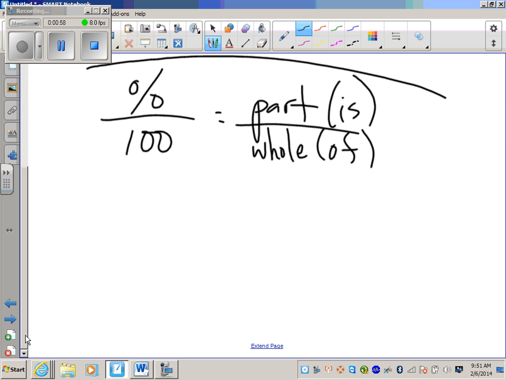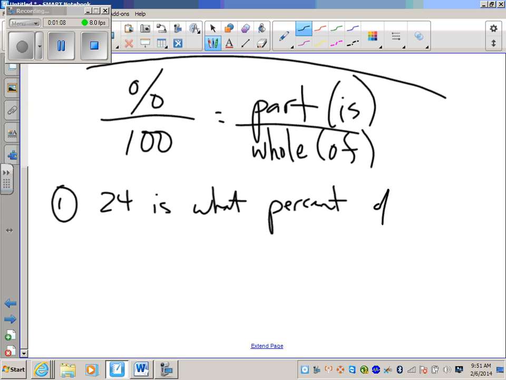Number 1 on page 314 says this: 24 is what percent of 32? So they're going to give you a statement. You need to put things where they need to go and then solve.